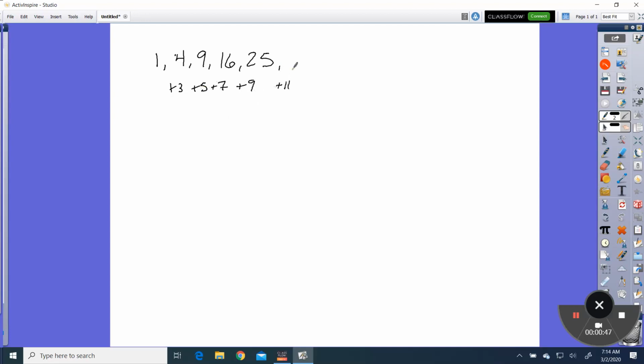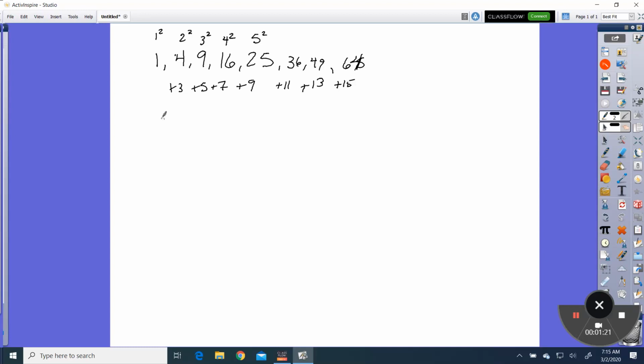You're right, add 11, add 13, but is there another pattern? That works. You're right, too. Another pattern would be this is 1 squared, 2 squared, 3 squared, 4 squared, 5 squared, and so forth, right?